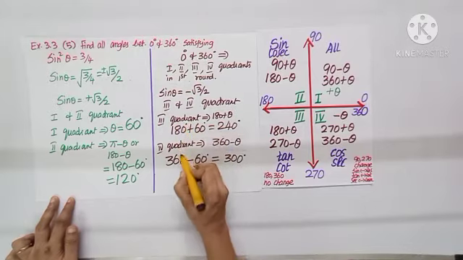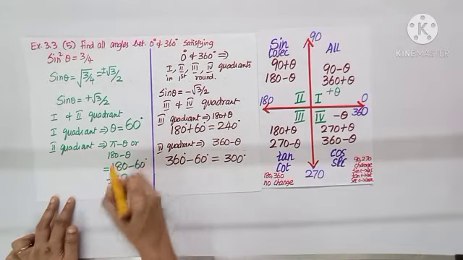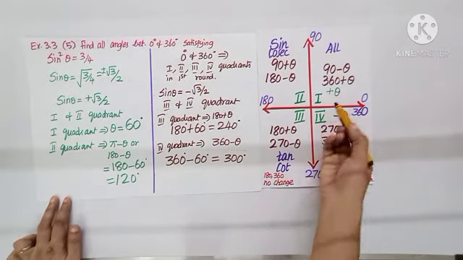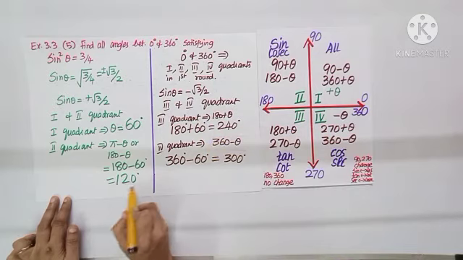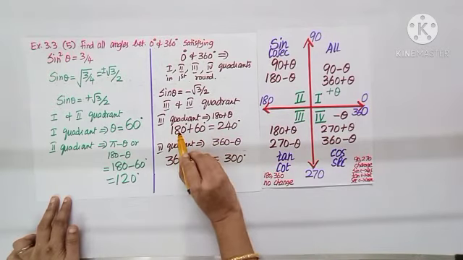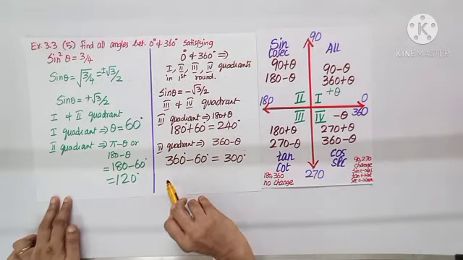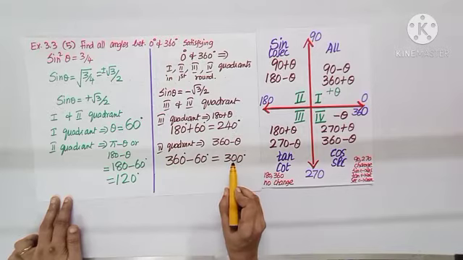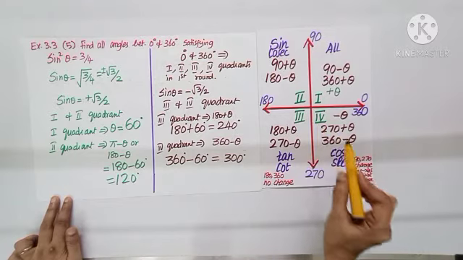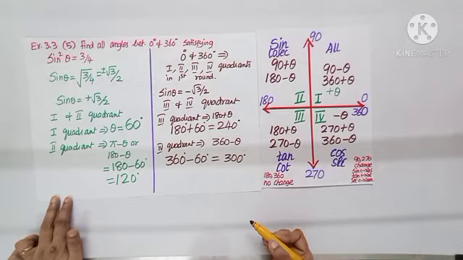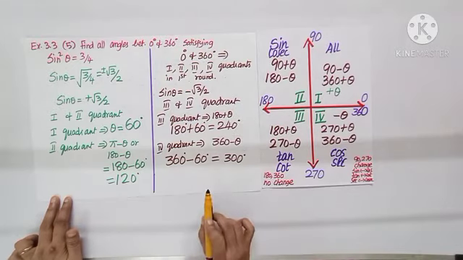So in all the quadrants, 60 is my basic angle. If it is in first quadrant, I read it 60. If it is in second quadrant, it is 120. If it is in third quadrant, 180 plus 60, that is 240. And if it is in fourth quadrant, 360 minus 60, it is 300. The very important point to remember, never use 90 or 270. If I use 90, 270, sin to cos interchange is there. So whenever I don't want change, use only 180 and 360.